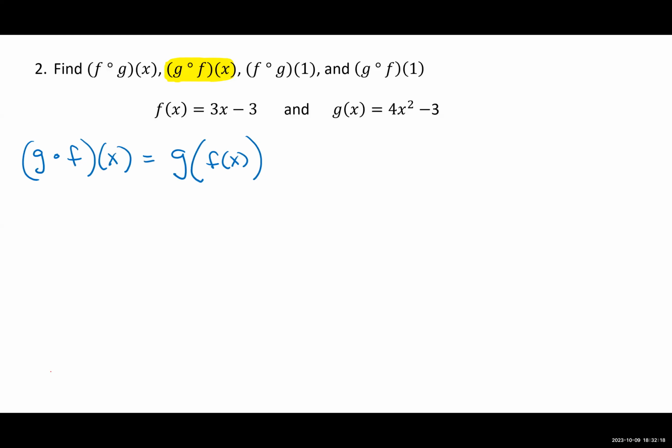So that means the entire f function is going into each x. In this case, there's only one. Each x in the g function. So the first problem, we took the entire g function and put it into the f. Now we're taking the entire f function, putting it into the g. So that's g of, and the thing we're plugging into the g function is the 3x minus 3. That's f. So f is going into the g.